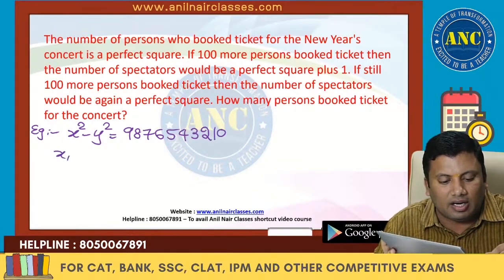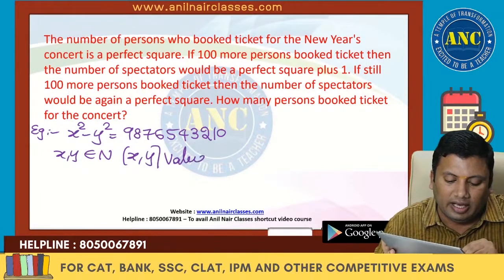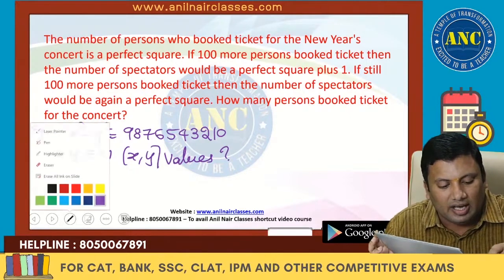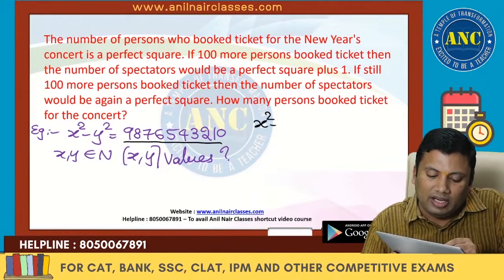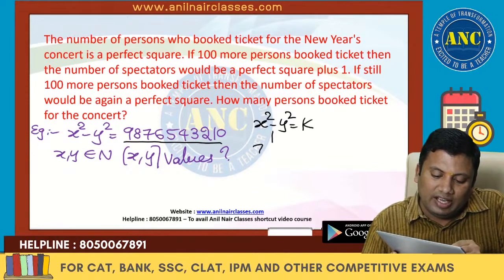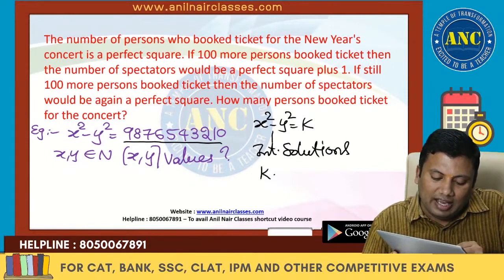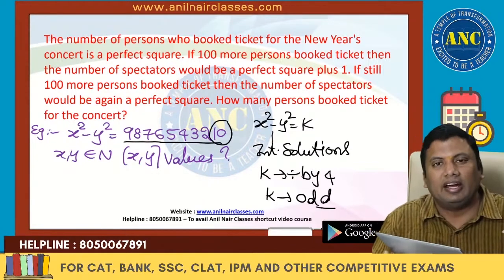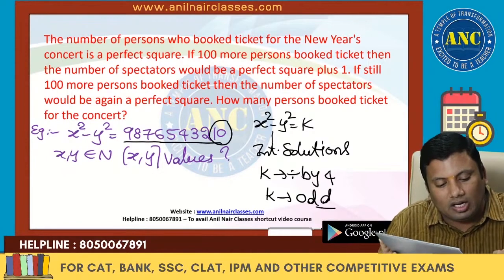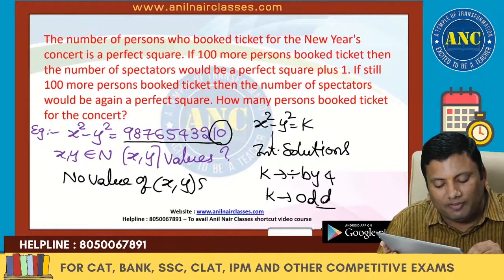9876543210. x and y are natural numbers. How many values can x comma y take? Just now we discussed x square minus y square equivalent to k. This equation has integral solutions only if the right hand side k is divisible by 4 or is an odd number. 10 is 4 into 2 plus 2. It is not divisible by 4. So the answer is no value of x comma y exists.